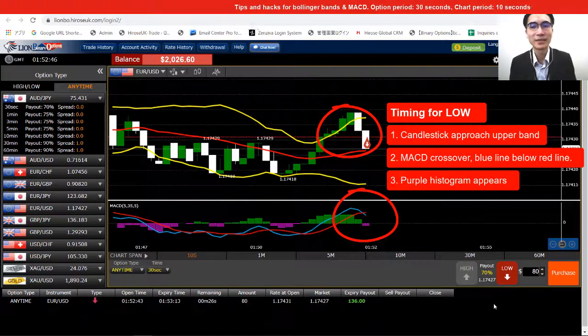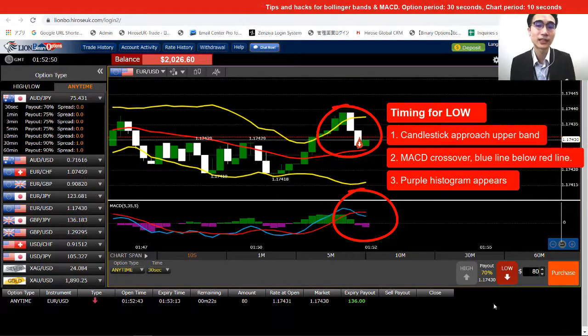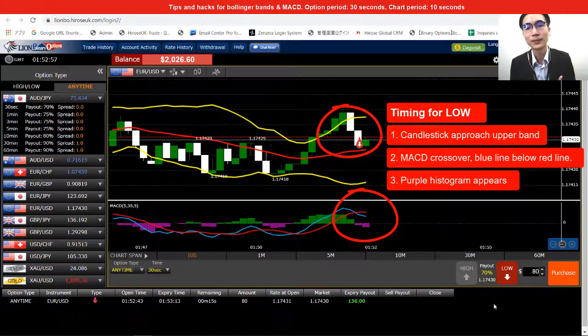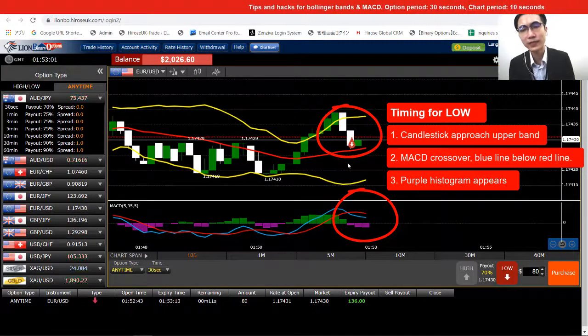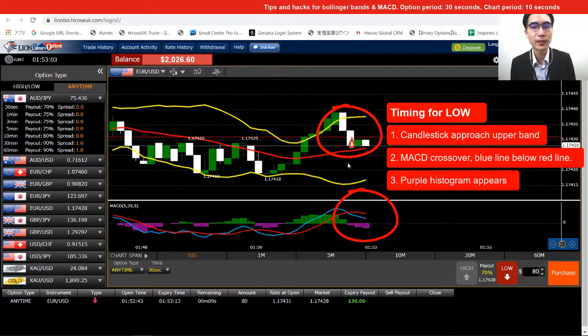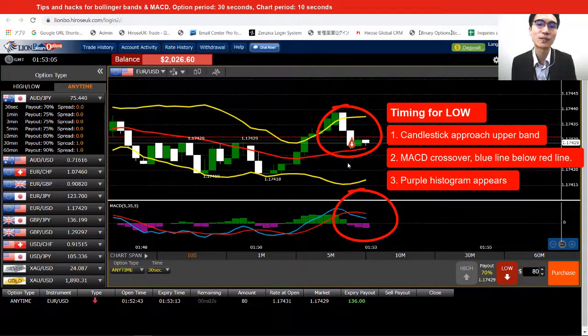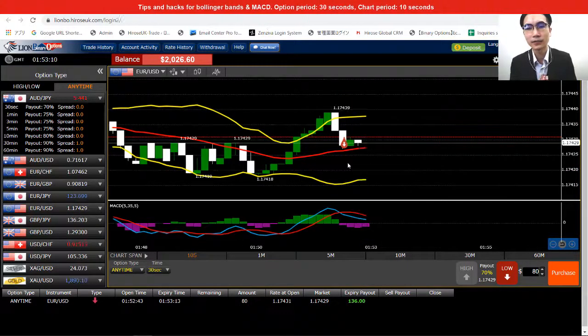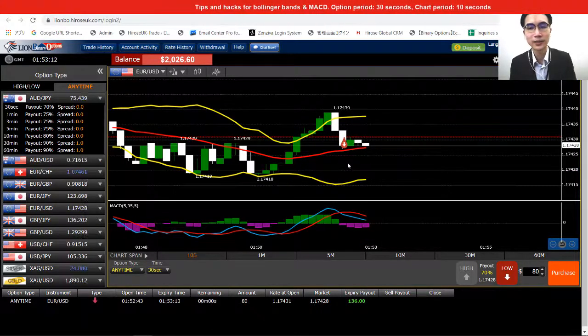Okay, so now I placed a trade. As I mentioned just now, the candlestick touches the upper band, and now I have the two MACD lines crossing over, and the blue line is now below the red line. When the crossover happened, I did receive a purple histogram, and that's why I opened a low option there. Okay, the trade is about to finish and it's looking good. It's ending in profit.